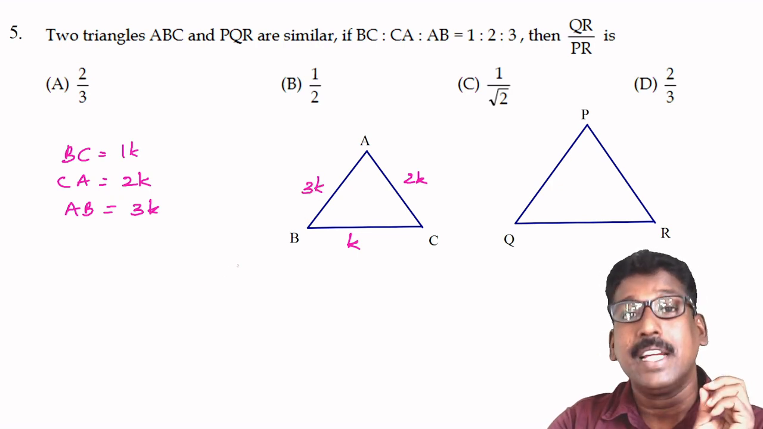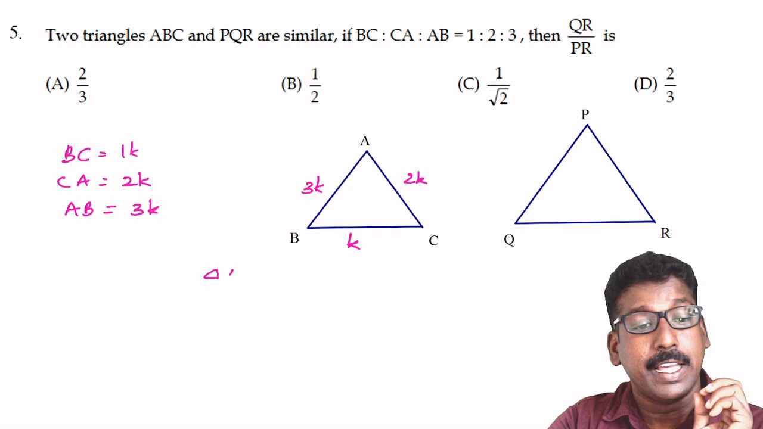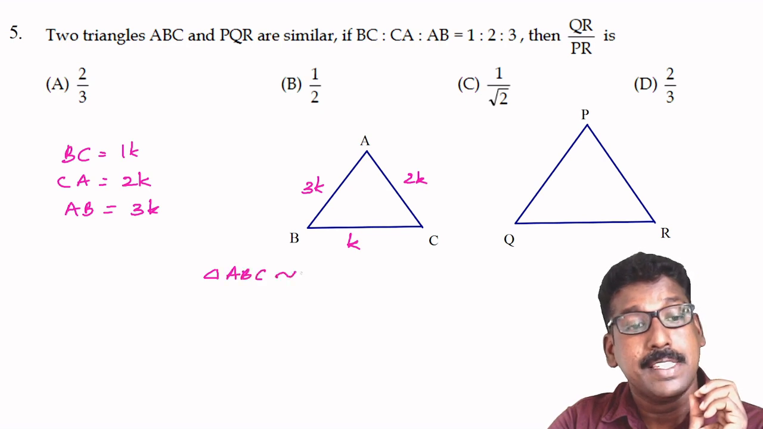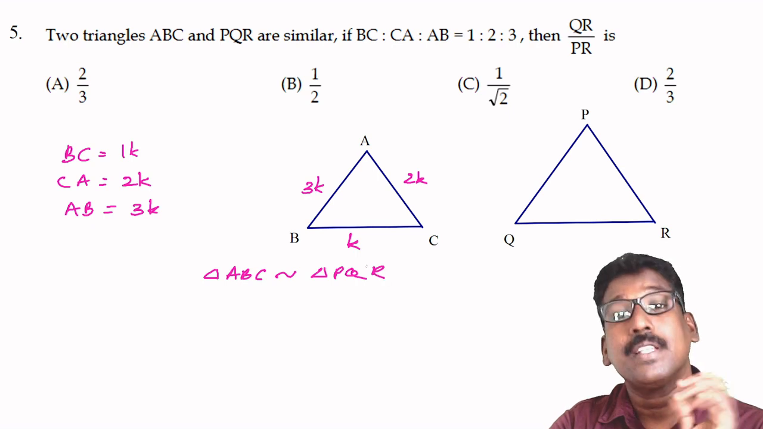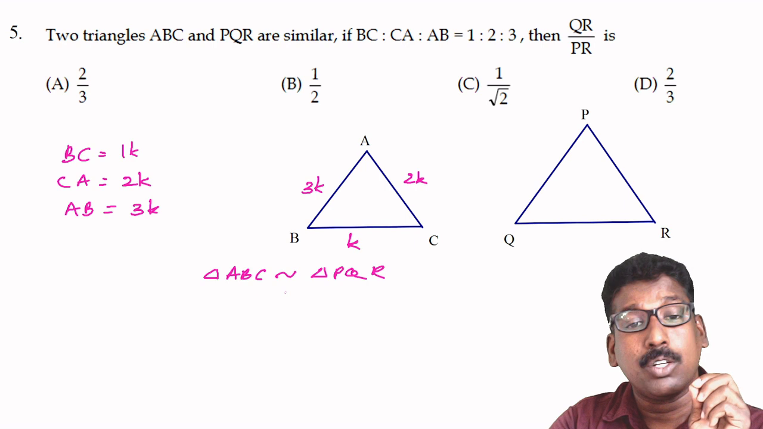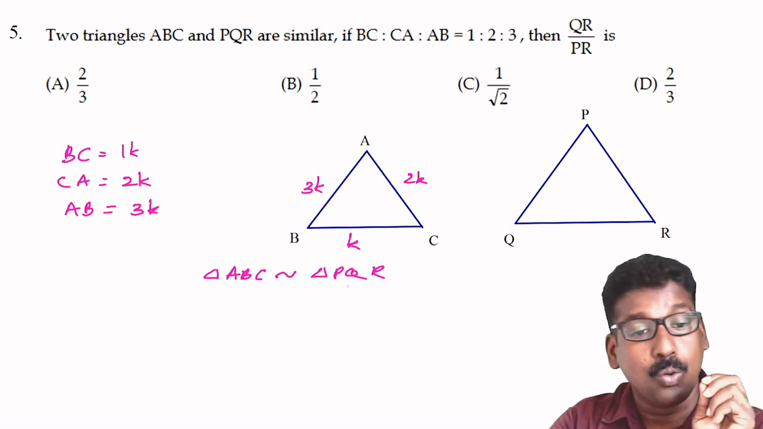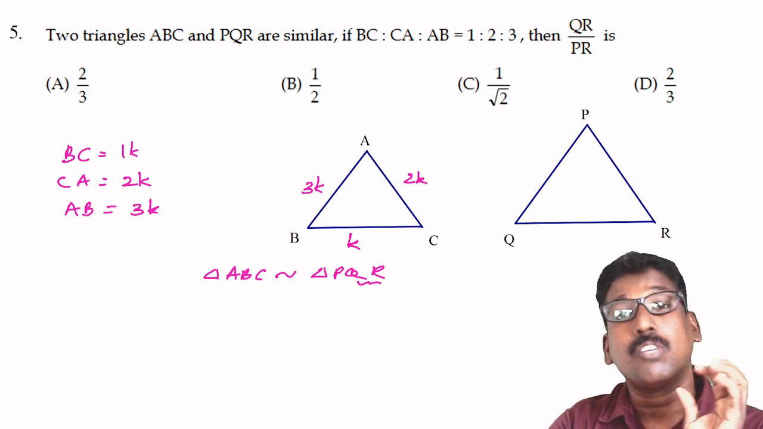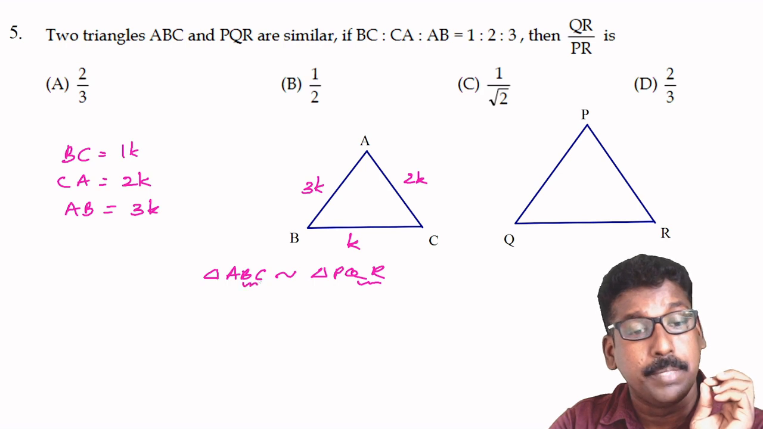Since triangle ABC is similar to triangle PQR, corresponding sides are proportional. That means here we want to find out QR and PR. So QR containing side, the corresponding side of QR will be BC. The corresponding side of PR will be AC.